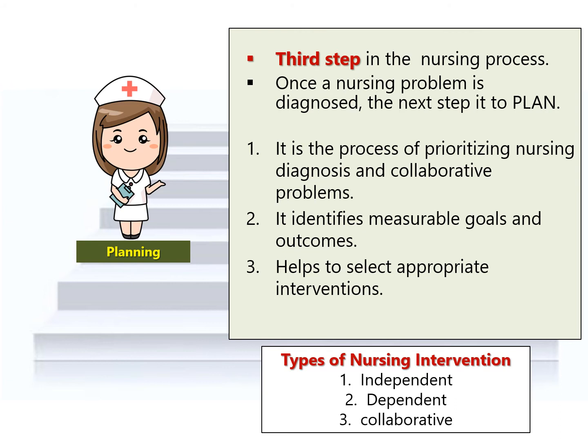There are types of nursing interventions here, and they could be independent, dependent, or collaborative. Your intervention could be done by you only. It could be done by the patient himself, like walking, for example. It could be dependent, which could be done by you. It could be collaborative, which could be done by you and the physiotherapist or the nutritionist, or collaboration with the doctor.